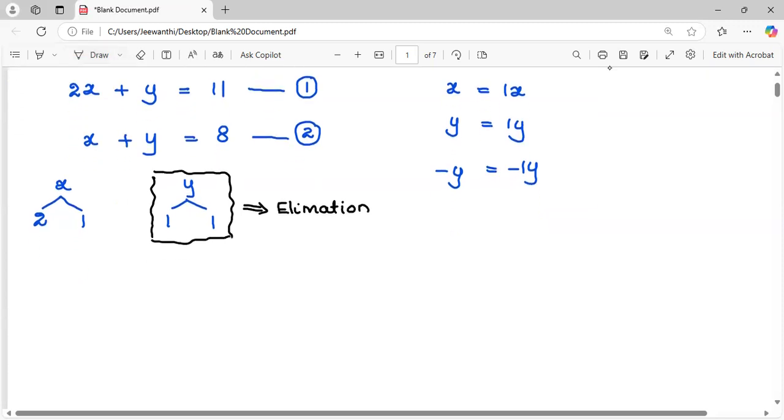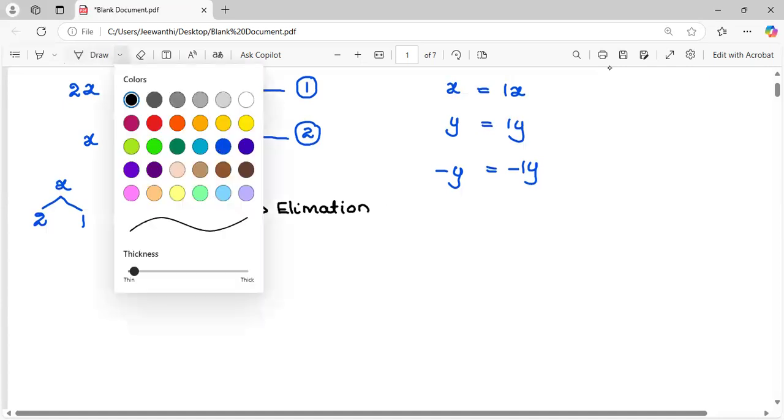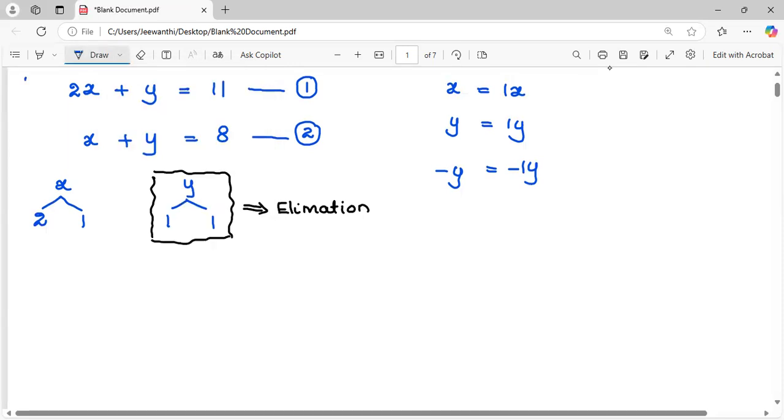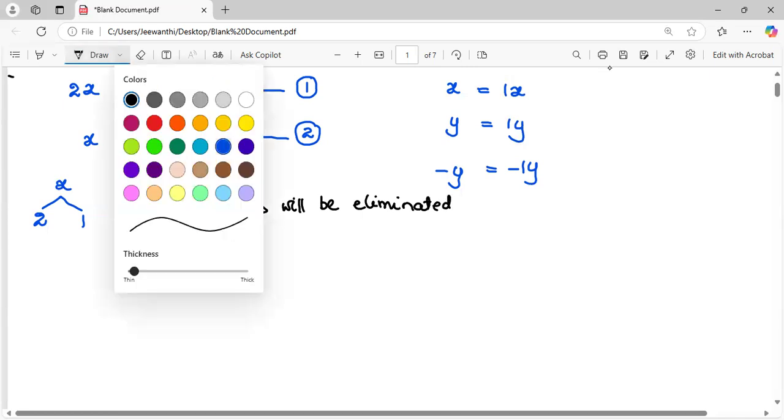So now I have decided which letter I am going to eliminate. How did I decide it? Looking at the coefficient values, right? So y will be eliminated. Here I will write that y will be eliminated. Okay, right, so I have decided it.